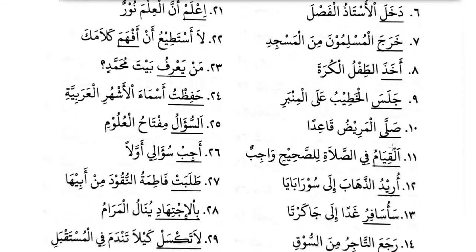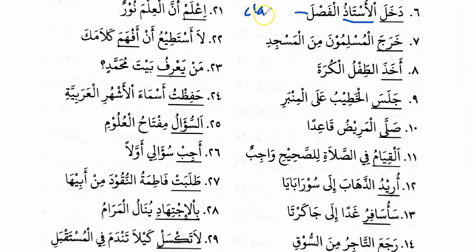From number 6 onwards. Dakhala means to enter. Al-ustazu al-fasla. Ustaz is understood, fasla is class. So the ustaz entered the class. خرج المسلمون من المسجد. The Muslims, Muslimun, exited, they went out of the masjid. من المسجد, from the mosque. من means from.